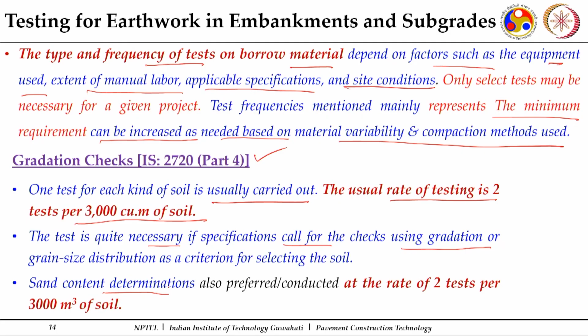For example, sand content determinations are also conducted at the rate of 2 tests per 3000 cubic meter of soil. These are general tests, most of the time mentioned, and you go as per the MRTS specifications. Otherwise, if there are some specific requirements in addition to that, they will put some more specific tests.